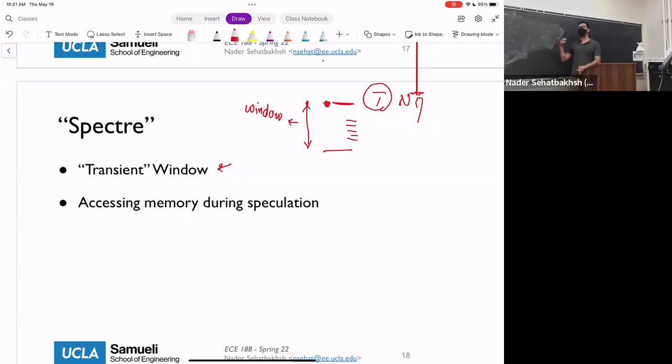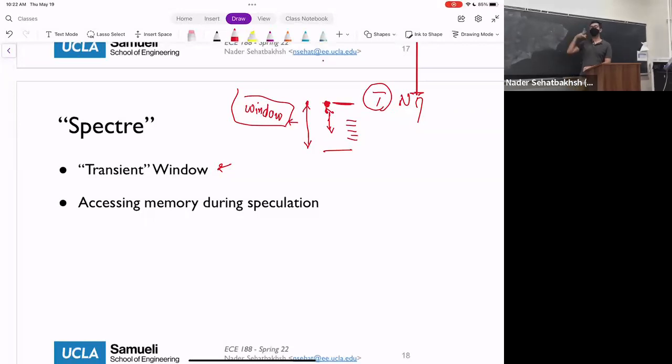If the branch depends on a value coming from the main memory, that could take thousands of cycles. So this window could be really, really large in some cases. The second thing that happens is that, during this speculation window, all we do is complete the instructions. We never commit these instructions.